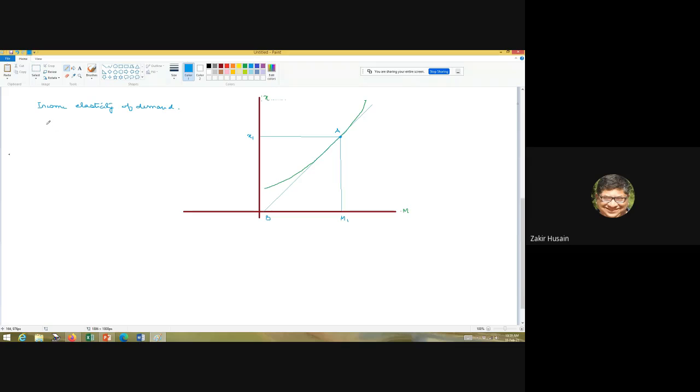Income elasticity is simply dx by dm into m by x. This is the definition. Now what is m by x? M by x is simply this is your income and this is x. Okay. Now what is dx by dm?